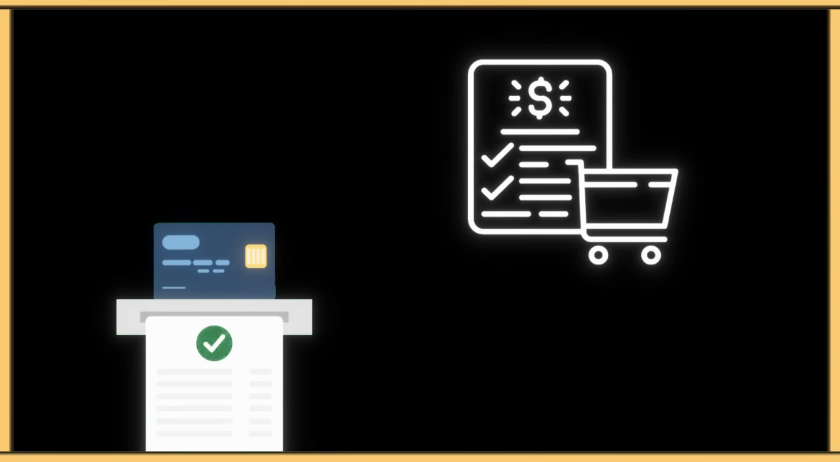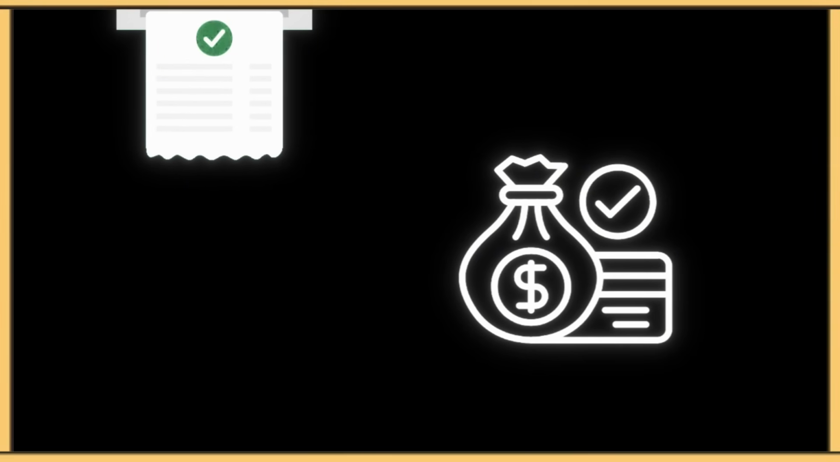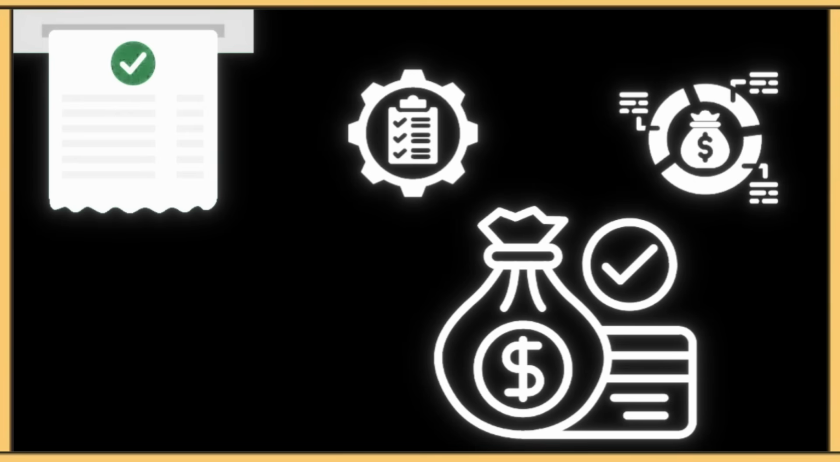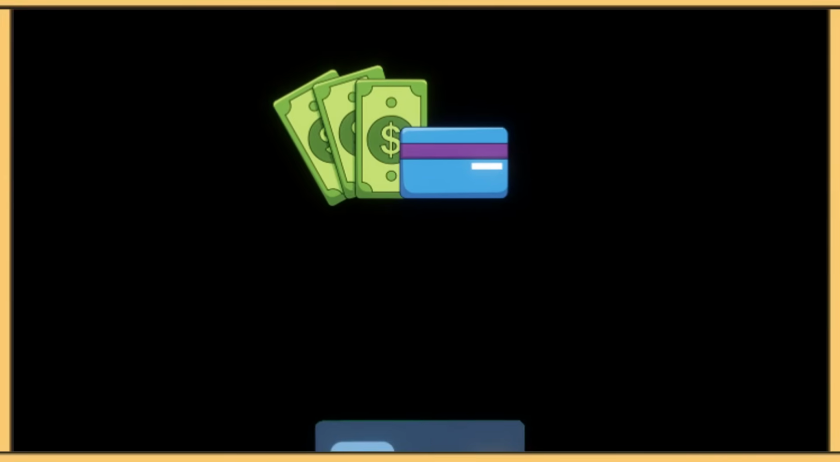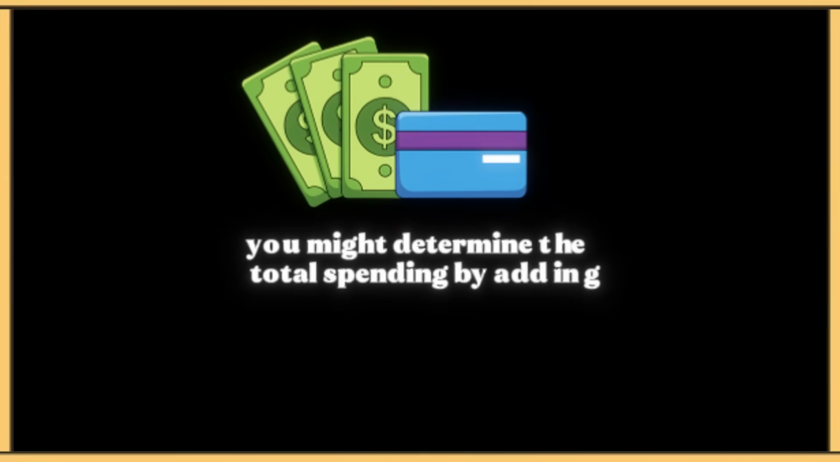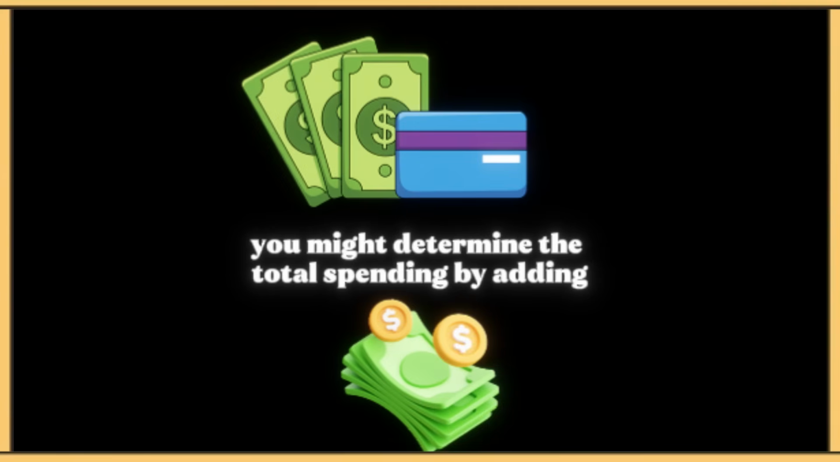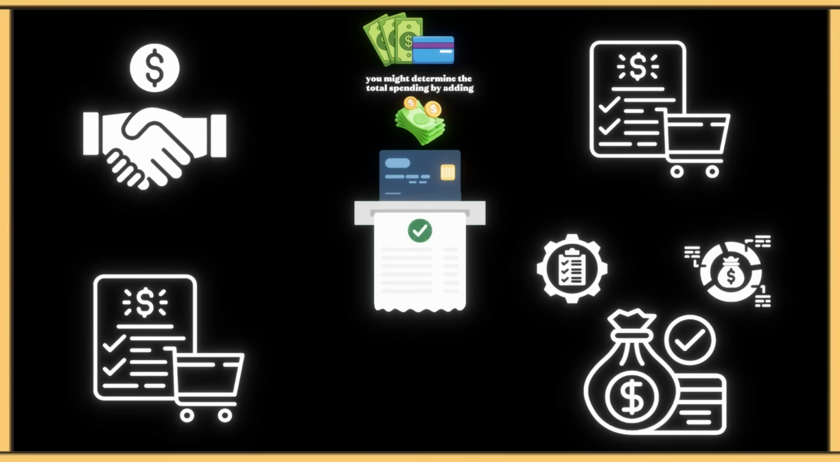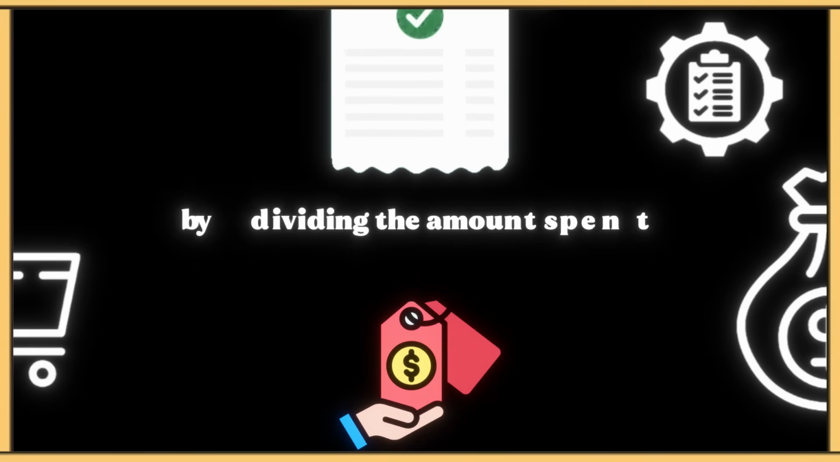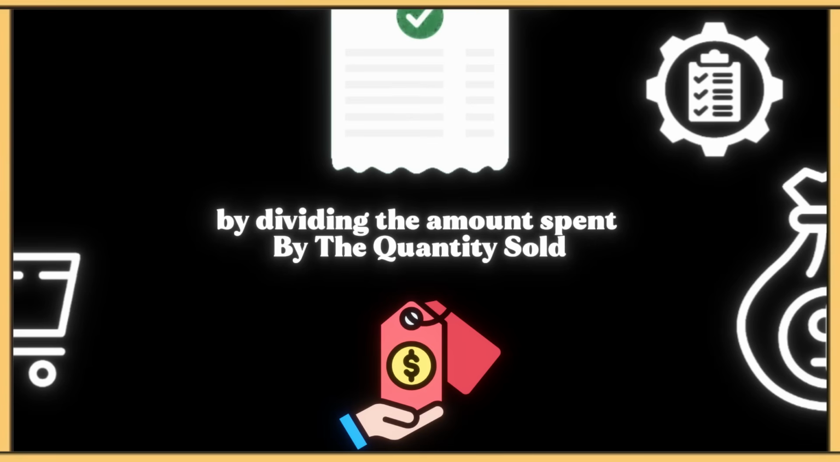In every transaction, a buyer and seller exchange cash or credit for products, services, or other financial assets. Credit has the same spending power as cash. Therefore, you might determine the total spending by adding the amount of credit and money spent. The economy is driven by the overall amount of spending. The price is obtained by dividing the amount spent by the quantity sold.